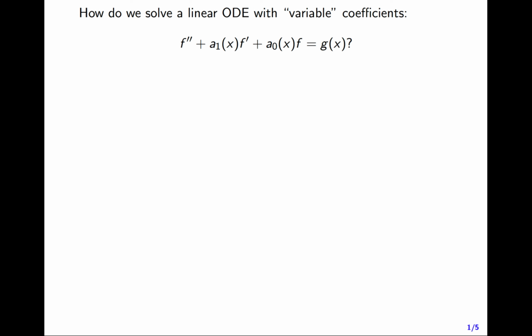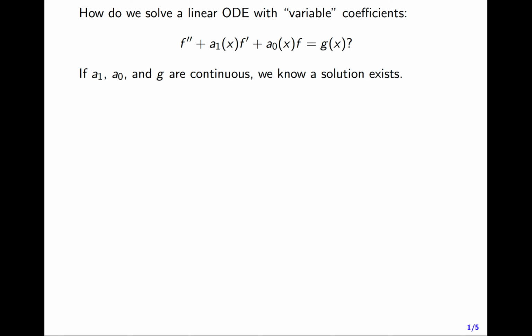Hello, and welcome to our first discussion of series solutions for ordinary differential equations. Here is our motivation. How do we solve a linear ODE with variable coefficients? So something like f double prime plus a1 of x times f prime plus a0 of x times f equals g of x, where in particular a1 and a0, those coefficients, are not necessarily constant.